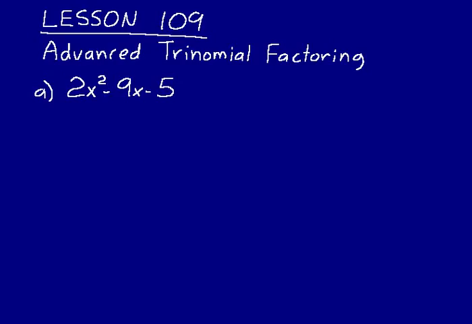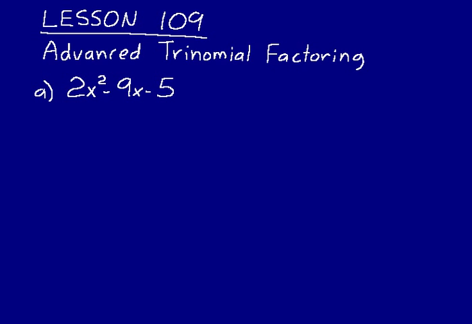Lesson 109 is on advanced trinomial factoring, and the difference between factoring these trinomials and other ones that you've been doing is now you have a coefficient other than 1 in front of the x squared term. And so it'll just be a little more complex. You'll have to think about it a little bit more on how to factor them.